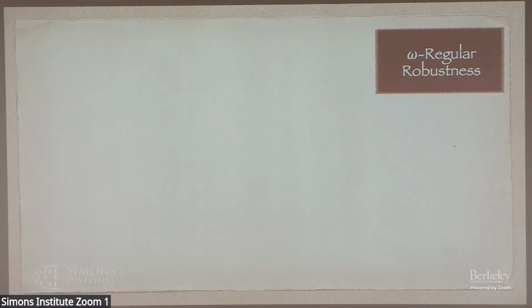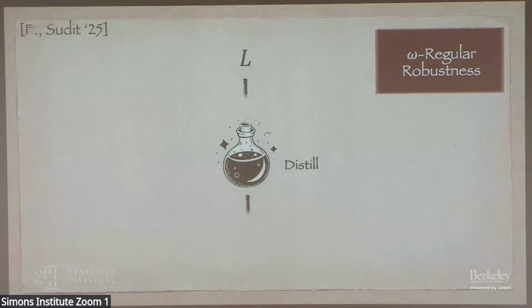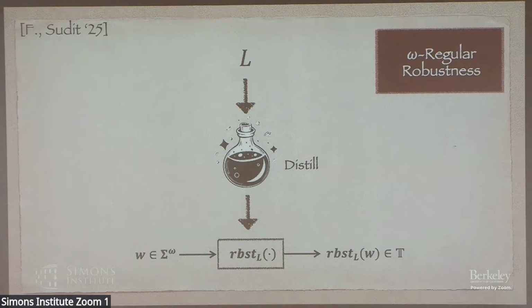Okay, so we call this omega regular robustness, and what we wanted to do is the following. You give me an omega regular language, I do some magic, and I suddenly distill from it what we call a robustness value. So the robustness value function is a function which takes an infinite word and returns a value for it. So this is some totally ordered domain.